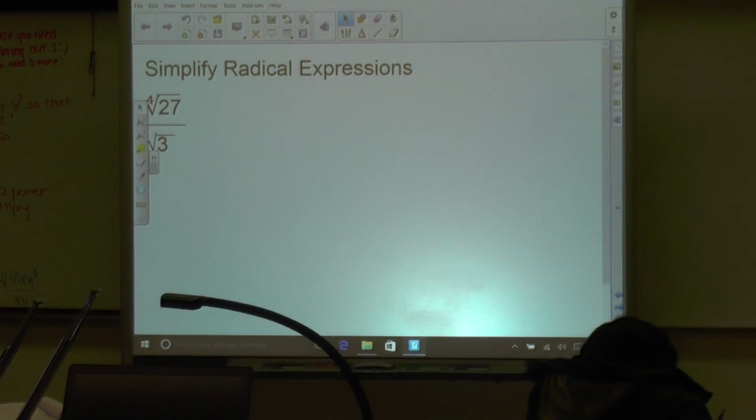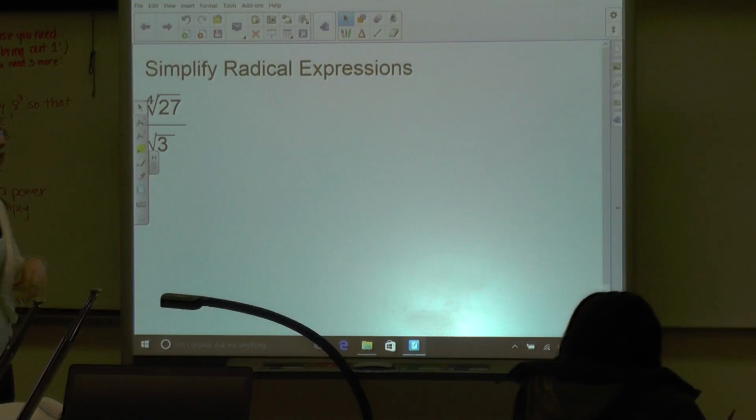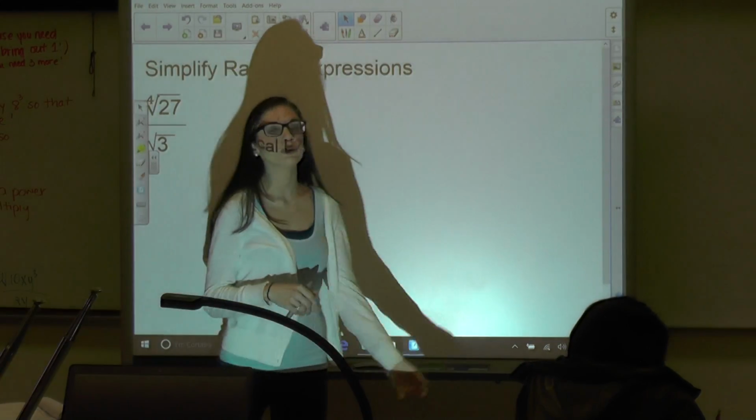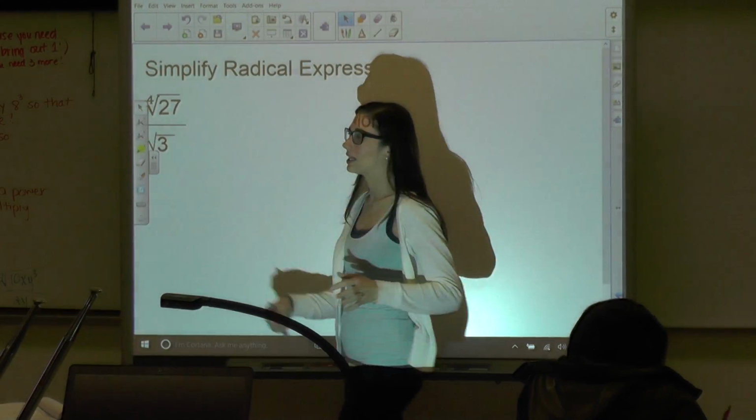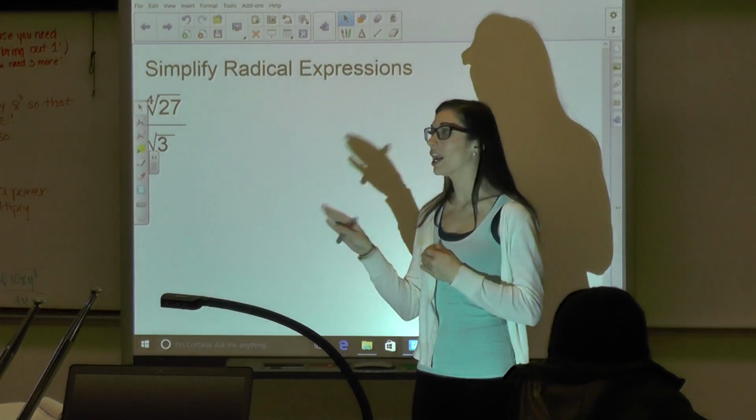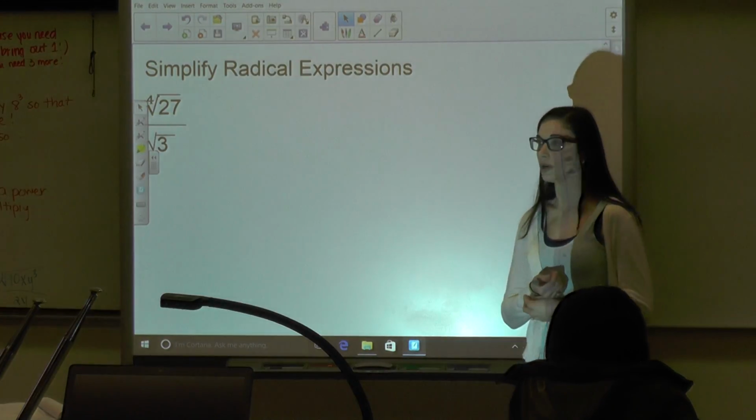Is the third just a regular square? Is it just 3? There's nothing outside? There's nothing outside. It's a square root of 3. Okay, so the first thing you have to do is you can't do anything when it's in radical form. You've got to change it to exponential form. You don't have a choice.